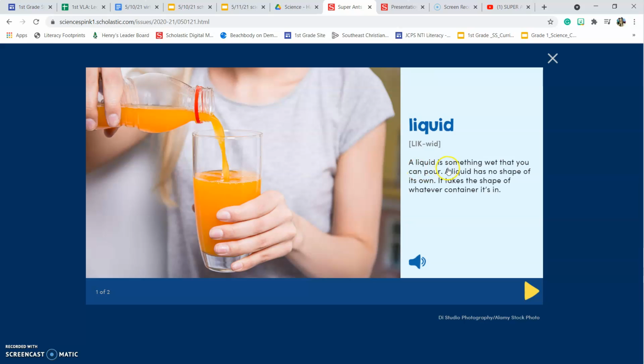Liquid. A liquid is something wet that you can pour. A liquid has no shape of its own. It takes the shape of whatever container it is in. So in this picture, she is pouring an orange liquid into a glass, and it takes the shape of whatever the glass looks like.